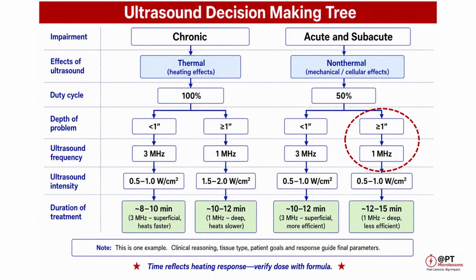To wrap up, let's walk through this path using 1 MHz with a pulse setting at 50%. We start with an acute or subacute condition, where the goal is non-thermal effects, so we select pulsed ultrasound. A 50% duty cycle represents a higher dose pulse setting. Next, we consider depth. Since the target tissue is deeper, we select 1 MHz. Because we are not primarily aiming for thermal effects, the intensity is typically kept lower, often around 0.5 to 1.0 watts per square centimeter. However, 1 MHz delivers energy less efficiently to deeper tissues, and with a pulse setting, the ultrasound is only on for part of the time.